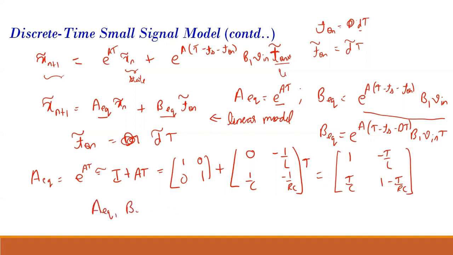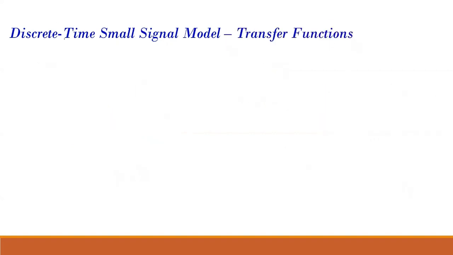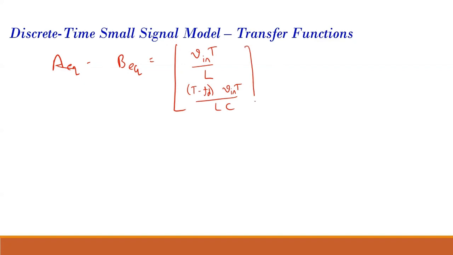So using these methods, I can get the matrices. So let me just write the final. A equivalent, we got already, I wrote it down. So B equivalent is Vin T upon L, and Vin T upon LC minus T B Vin T upon LC. Okay. When you do that expansion and multiplication of matrices, multiplying by Vin, you will get it to be of this form. Okay, this is my A equivalent matrix and B equivalent matrix I got.